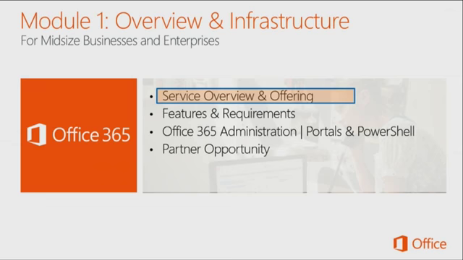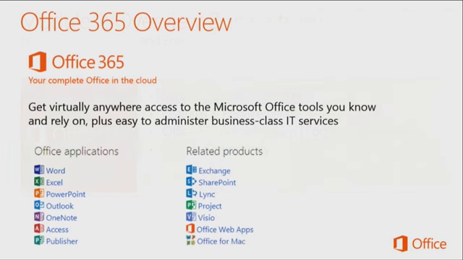So let's jump right in. Service overview and offerings. There's a lot of new features for Office 365. And what is Office 365, right? It covers Office applications, Word, Excel, PowerPoint, Outlook, OneNote, Access, Publisher, all delivered from the cloud, Exchange, SharePoint, Lync, Project, Visio, web apps, and even Office for Mac. So Office 365 encompasses all of these tools and features and programs, brings it all together in one place, available from the cloud, delivered to you.